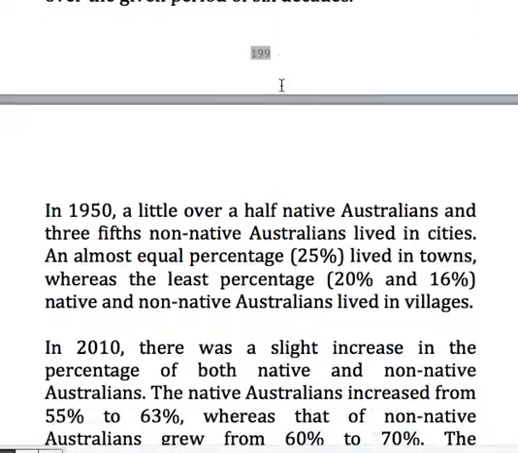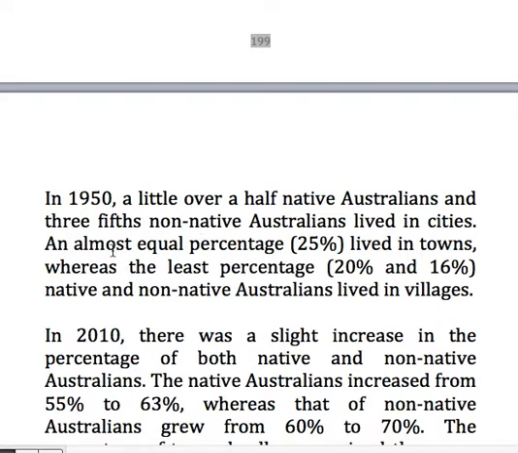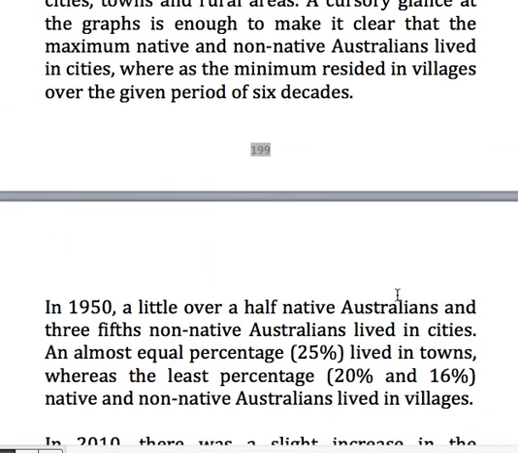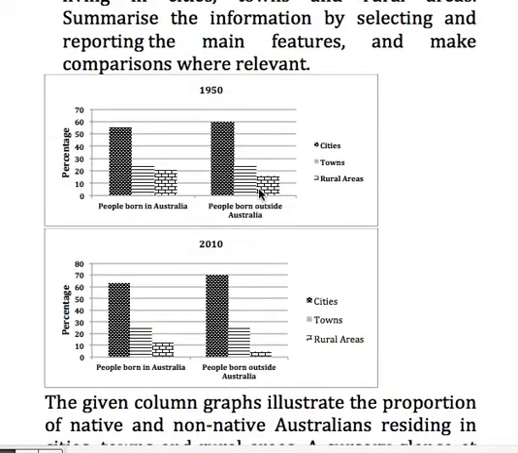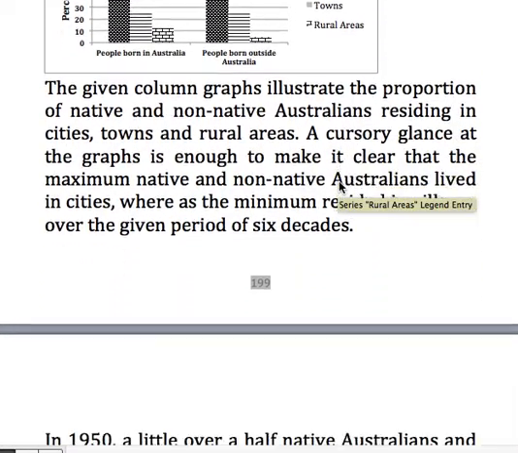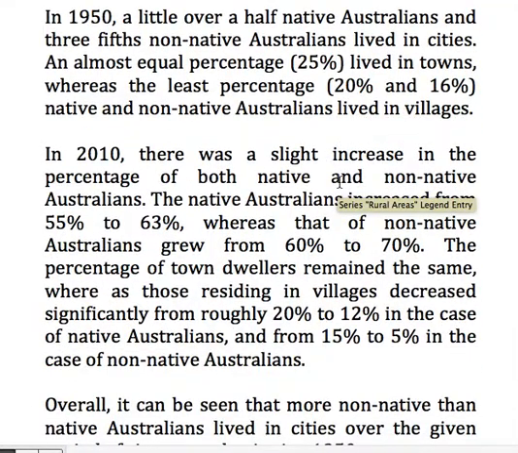Okay, then an almost equal percentage lived in towns, whereas the least percentage native and non-native Australians lived in villages. So an almost equal percentage. Here you can see it's almost 25 and almost 25. An almost equal percentage lived in towns, and whereas 20 and 16% lived in the rural areas, native and non-natives.